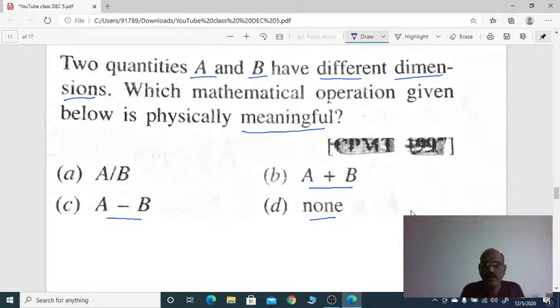The correct option is A. Reason: two quantities A and B having different dimensions can only be multiplied or divided, but cannot be added or subtracted. Keep that in mind. So here they cannot be added, cannot be subtracted, so they can be divided. Option 1 is the correct one. Let us go for the next one.